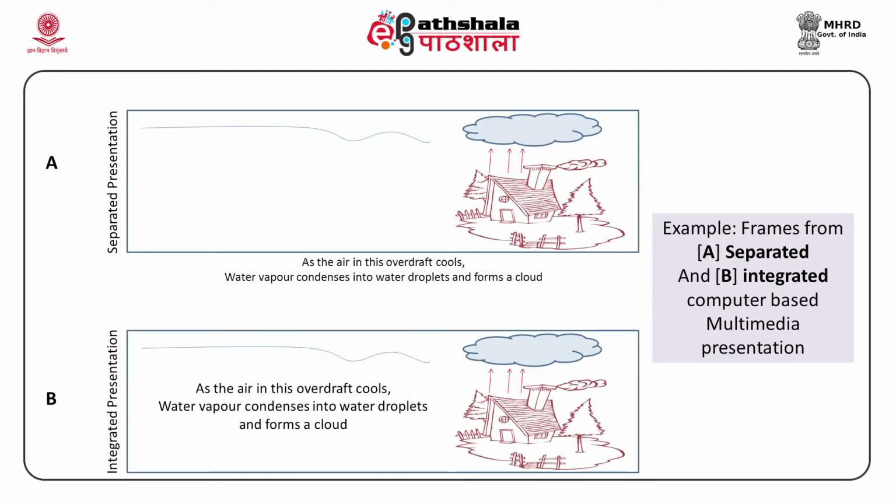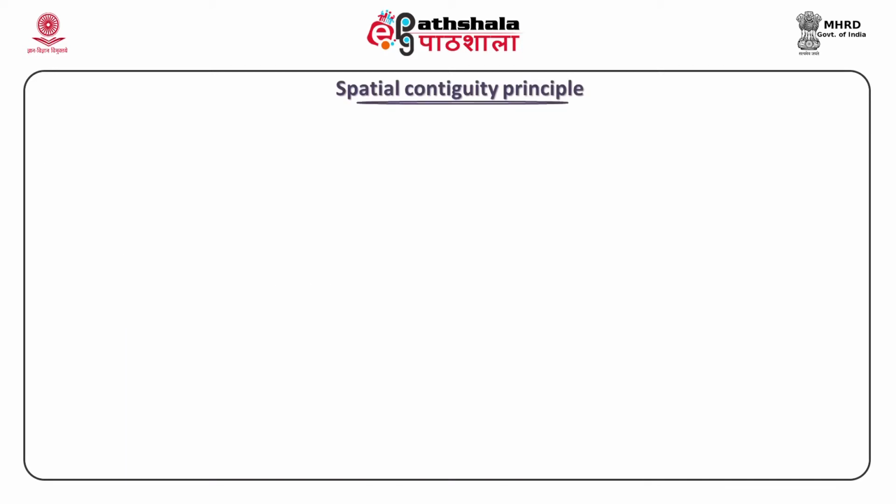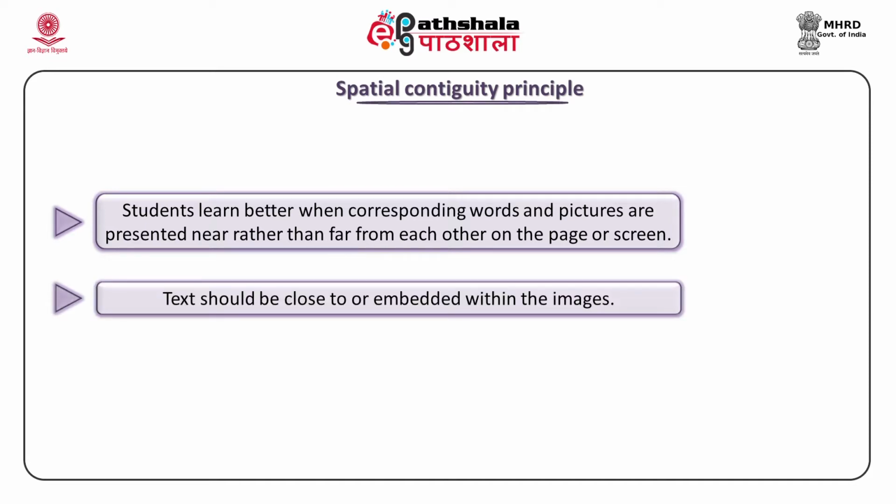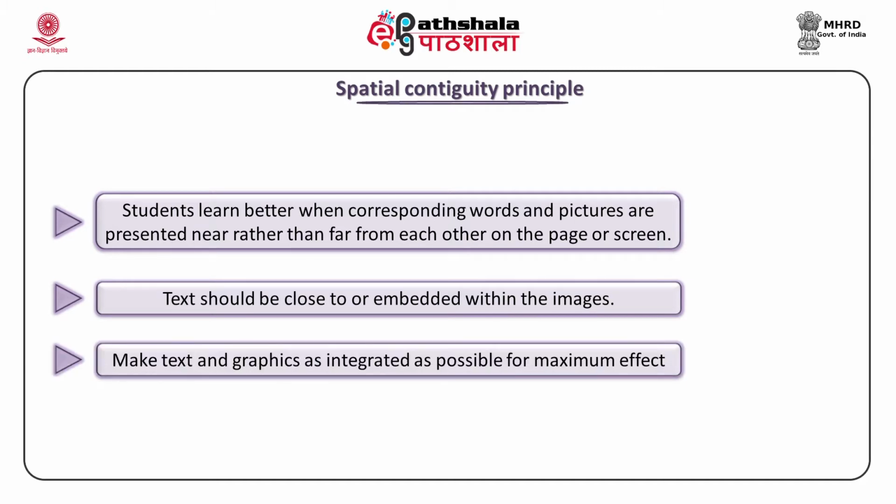Basically, there are two types of contiguity principle. One is spatial contiguity principle. From the slide, you can understand it is better to learn as the corresponding words are presented. Spatial contiguity principle states that students learn better when corresponding words and pictures are presented near rather than far from each other on the page or screen. So, text should be close to or embedded within the images in the presentation. Try to make text and graphics as integrated as possible for effective learning.